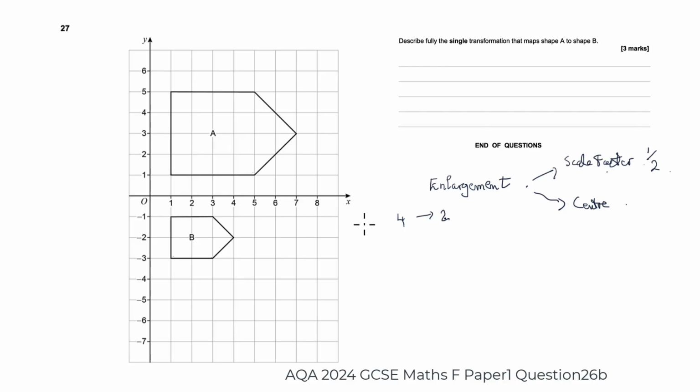Now the centre. Let's have a look and see if we can find the centre. And the way we do this is to look at a point on the larger shape and look for the corresponding point on the smaller shape and then join them up. So you would take your ruler and line your ruler up so that it passes through both of these points. There it is. And we draw that line in.